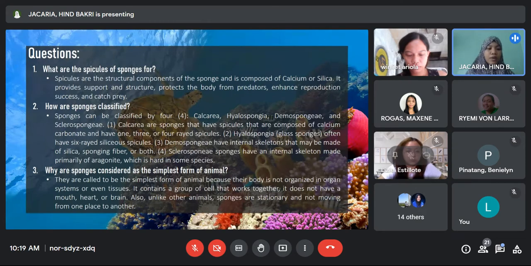For number 2, how are sponges classified? As we mentioned earlier, there are 4: the Calcarea, Hyalospongia, Demospongiae, and Sclerospongiae. Then for number 3, why are some sponges considered the simplest form of animal? As we mentioned, they are the lowest form of multicellular animals because they don't have an organized organ system or even tissues. They only have a group of cells that work together, but they have no mouth, no heart, or brain in their body. Unlike other animals, sponges are also stationary, and they don't move from one place to another.